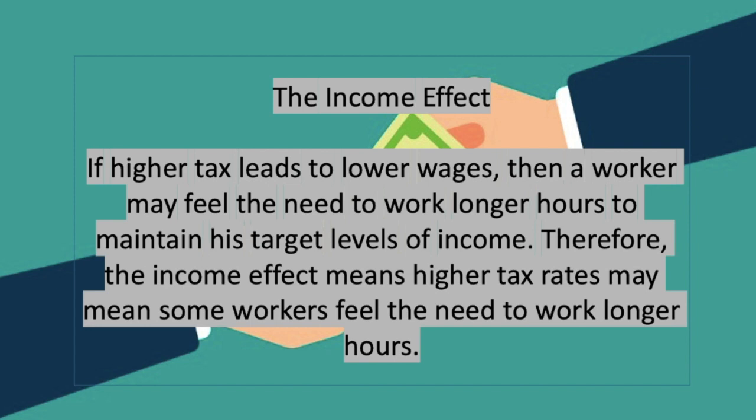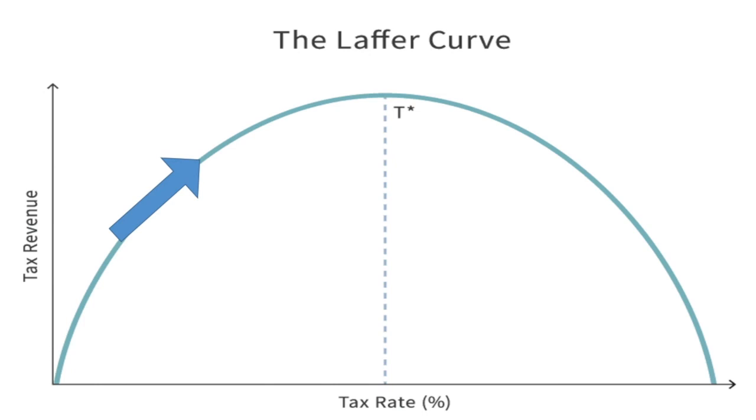So if that tax rate is costing you, but you still want to achieve that target level of income, you're going to work longer. So therefore the income effect means that higher tax rates will get some workers to feel the need to work longer to reach this target level of income. So as we can see here.